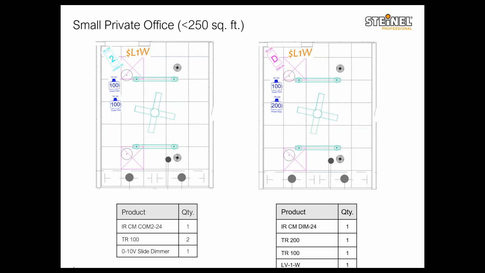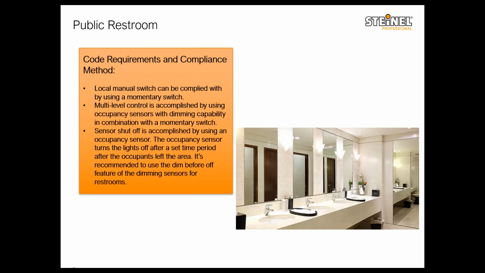So the next area that we're going to discuss is again quite common, and you will run into it in all projects: public restrooms. The public restrooms have much easier code requirements. Again, you need a manual override control, you need multi-level lighting control, and you need to have a sensor to turn off the lights.